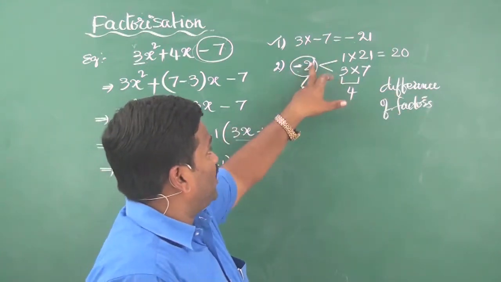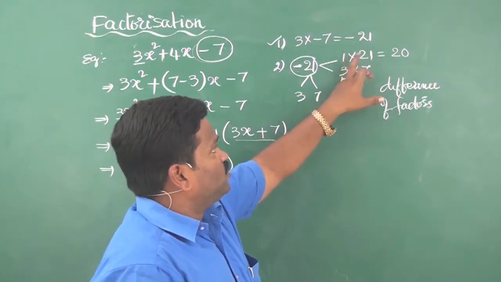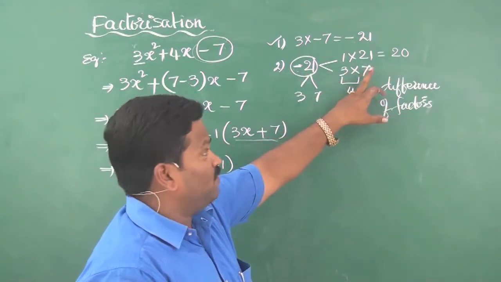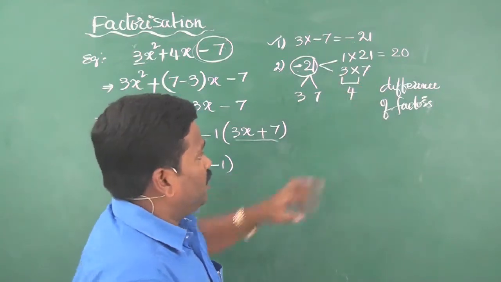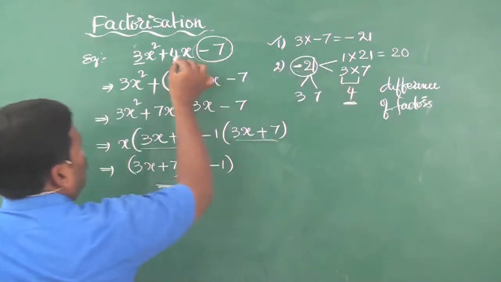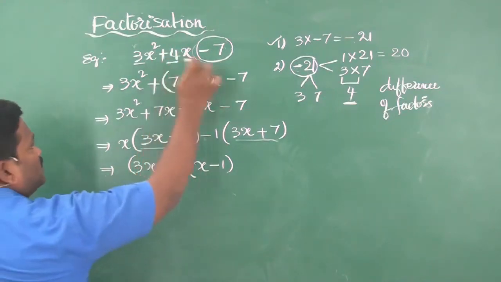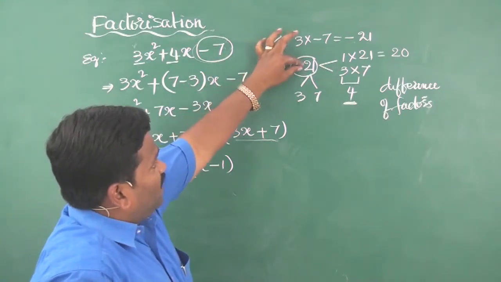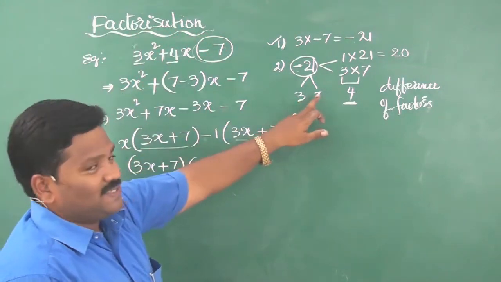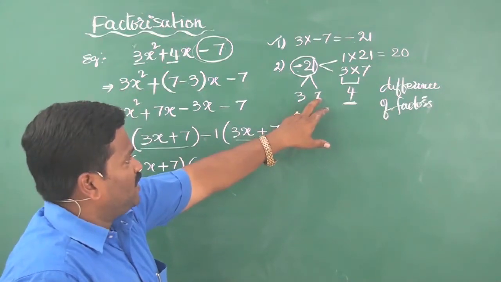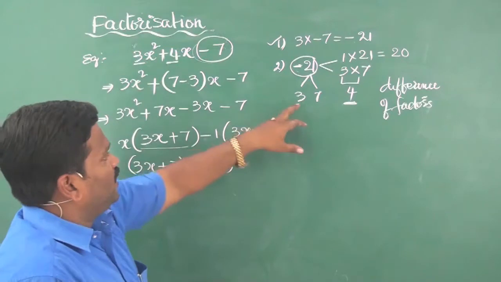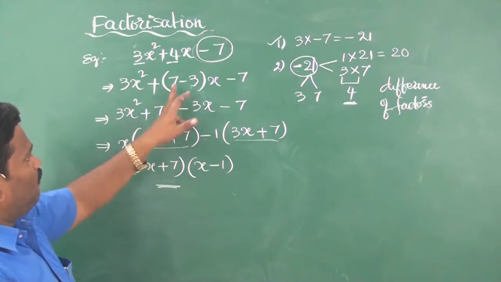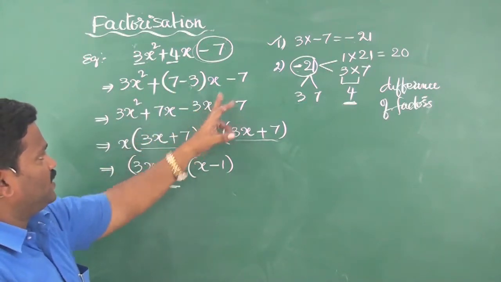What are the factors of 21? 1 into 21. The difference of these two factors is 20. What are the other factors of 21? 3 sevens. The difference of these two is 4. Therefore, this 4 is equal to the coefficient of x. What are the appropriate factors of 21 for this particular problem? 3 sevens. Since the difference of 7 and 3 is 4, we should consider only 3 and 7, not 1 and 21. In place of 4, take 7 minus 3, multiply with x, 7x minus 3x minus 7.